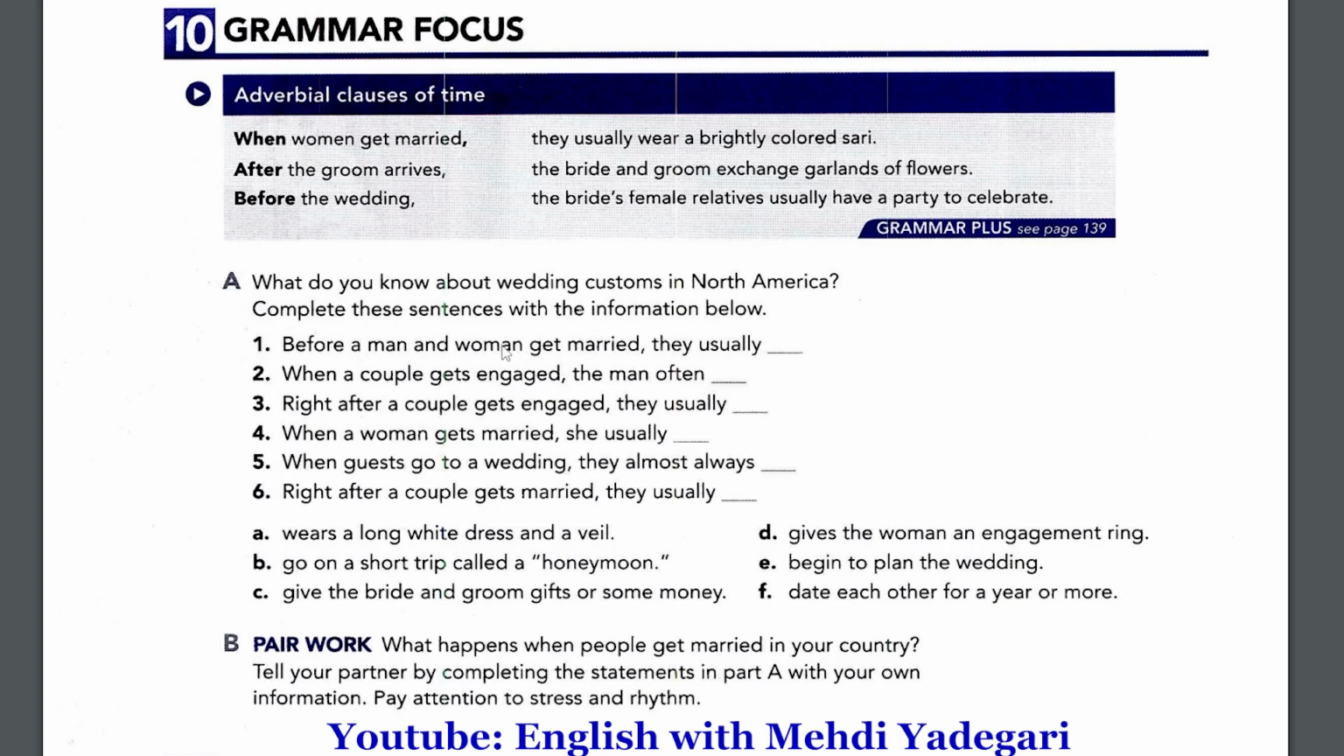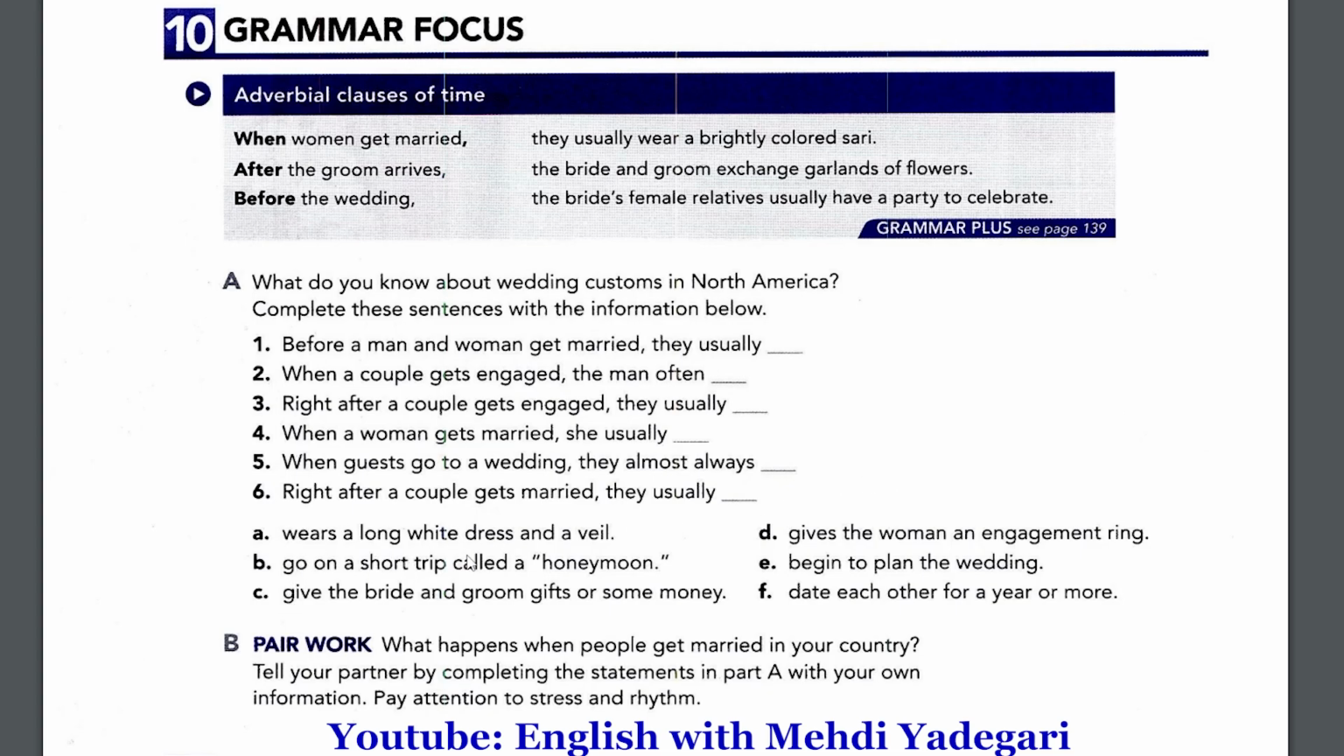Let's translate them together. Before a man and woman get married, they usually... When a couple gets engaged, the man often... Right after a couple gets engaged, they usually... When a woman gets married, she usually... When guests go to a wedding, they almost always... Right after a couple gets married, they usually what? And those what sentences are here.